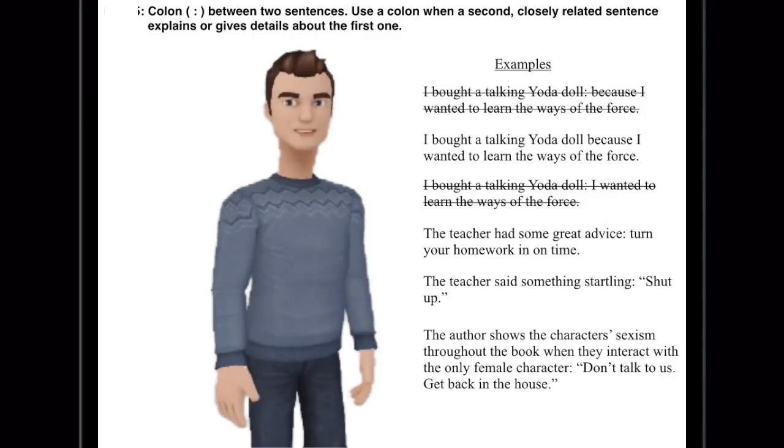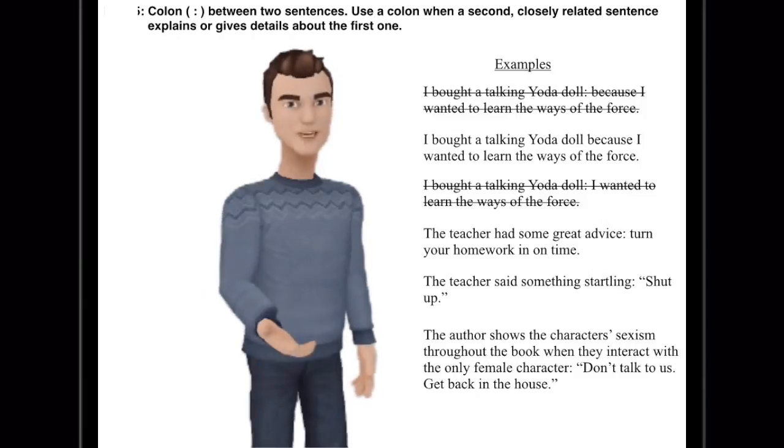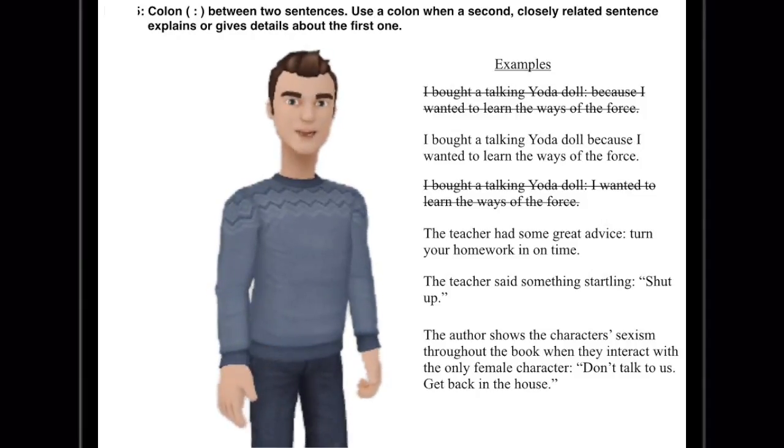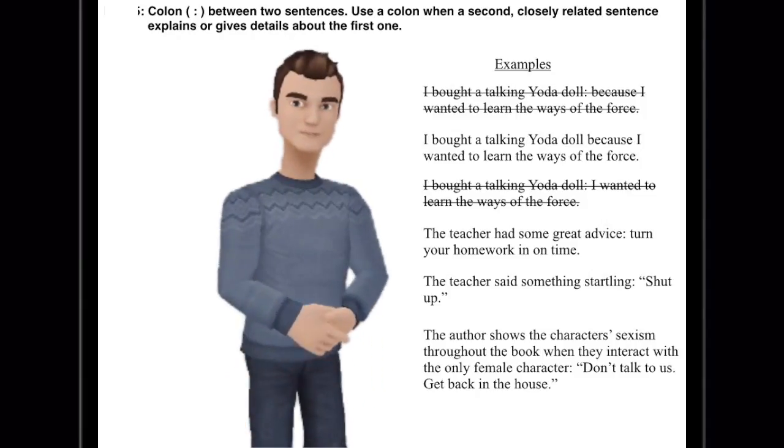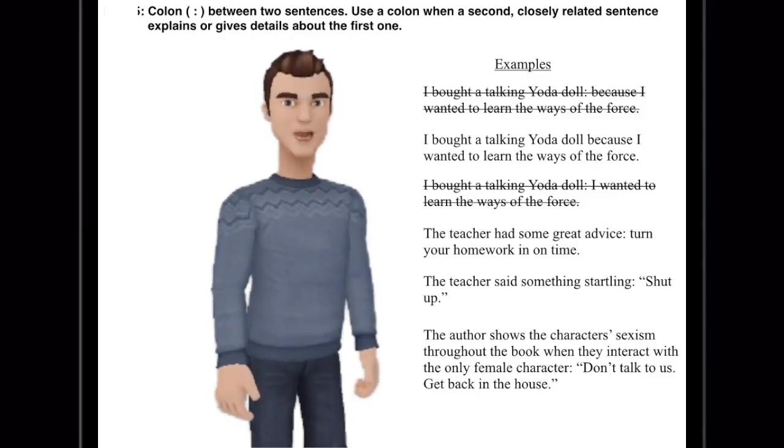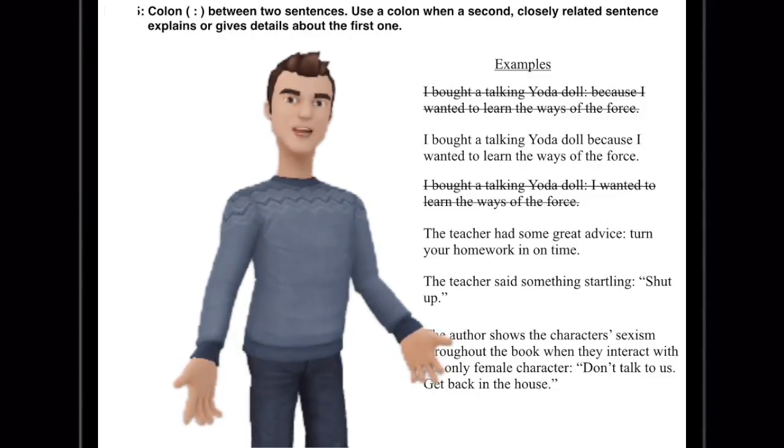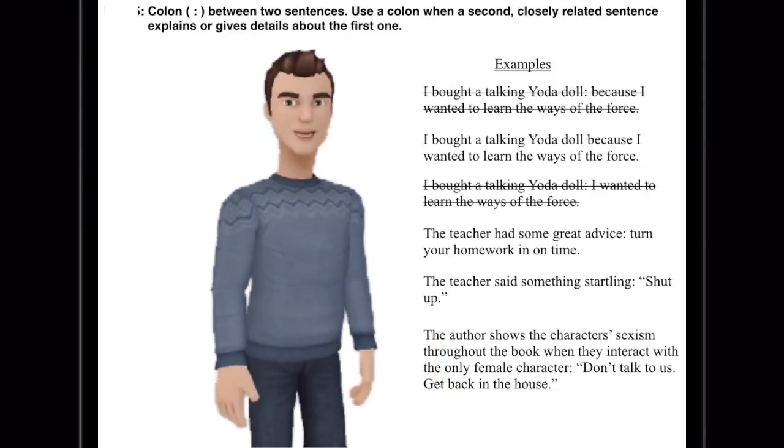In this next sentence, this would be the type of one that you might see in a paper. "The author shows the character's sexism throughout the book when they interact with the only female character: 'Don't talk to us, get back in the house.'" So the quote is an example of the sexism that it mentions at the very beginning.